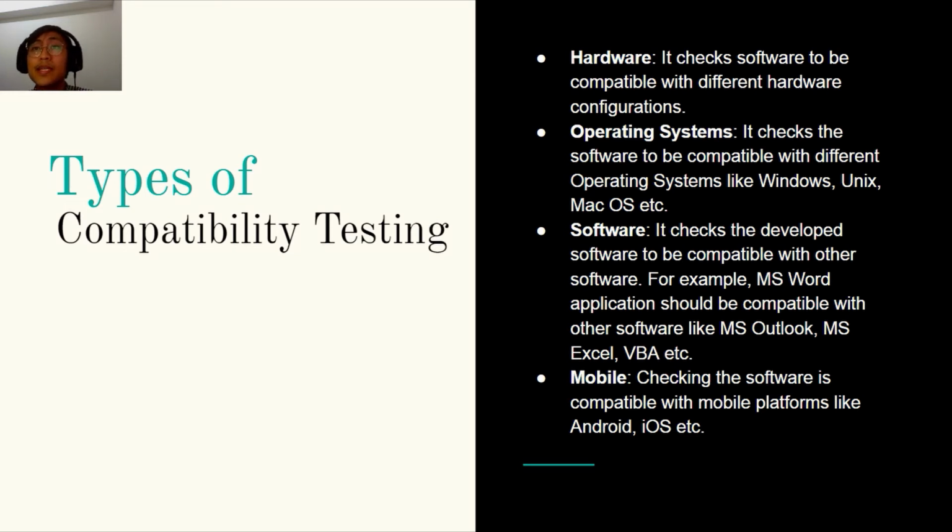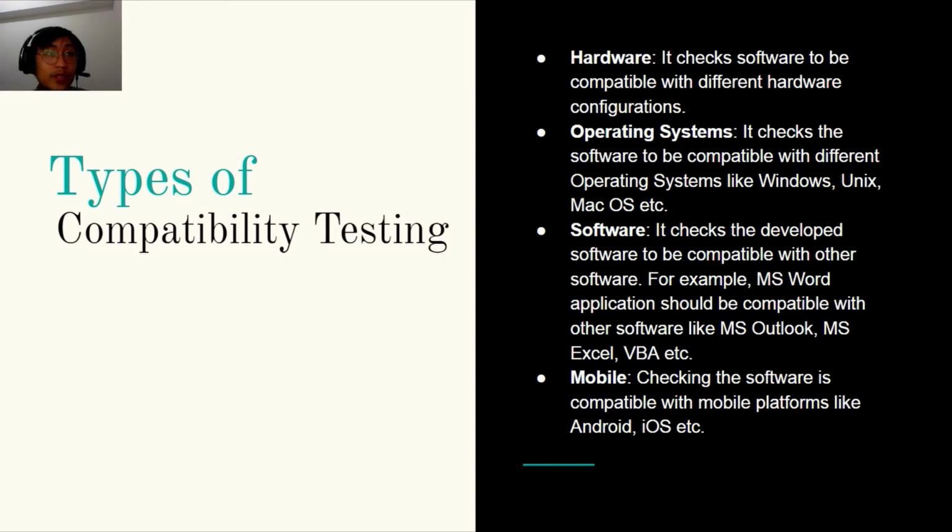Next is software. It checks the developed software to be compatible with other software. For example, a Microsoft Word application should be compatible with other Microsoft applications, which are Microsoft Outlook, Excel, VBA, and many more. For mobile, it is checking whether the software is compatible with mobile platforms like Android, iOS, and many more.